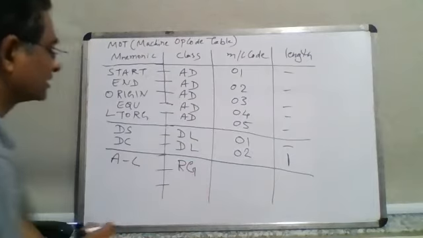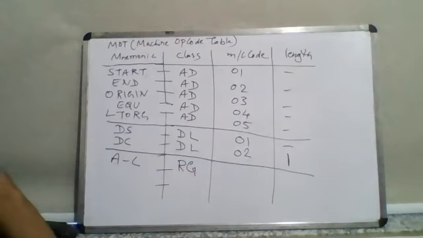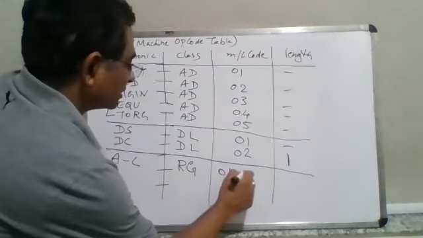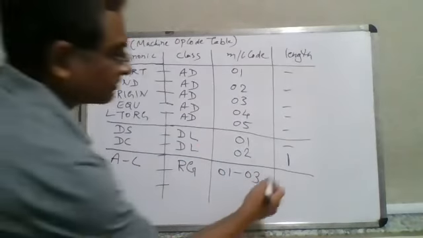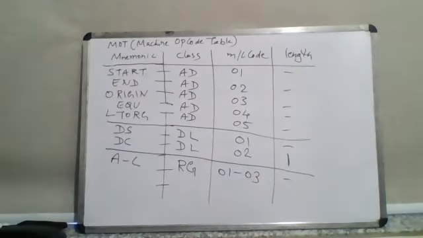Is, let's say, RG class, register class, and the numbers would be 0, 1 to 0, 3, right? So 0, 1 to 0, 3, A, B, and C, right? And again, there will be no length associated with this.